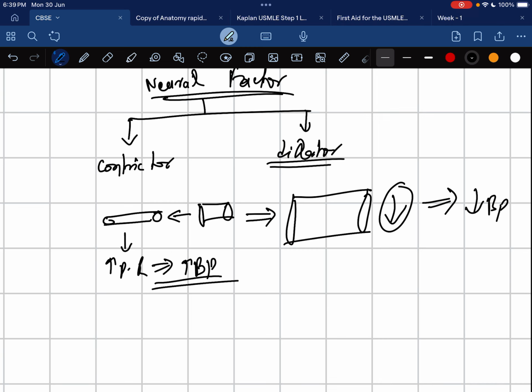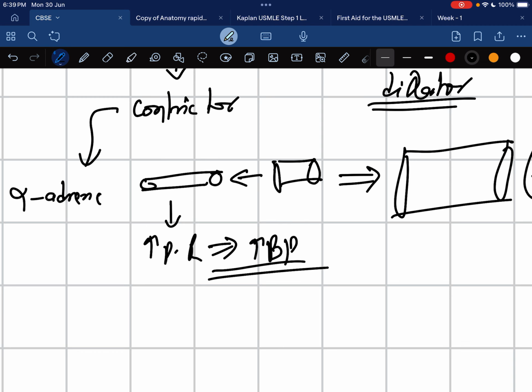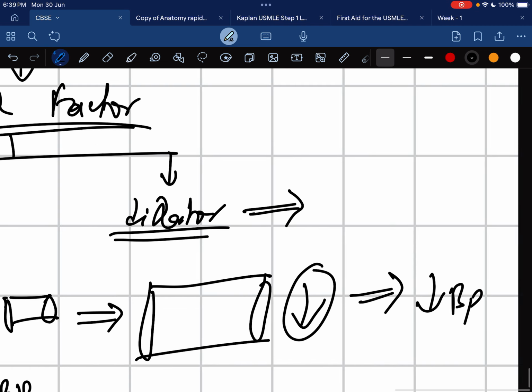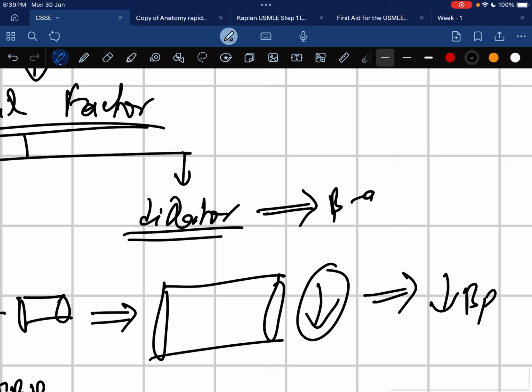In the constrictor there is alpha adrenergic. If there is stimulation of alpha adrenergic, then constriction occurs. If we stimulate the beta adrenergic, there is a dilation.